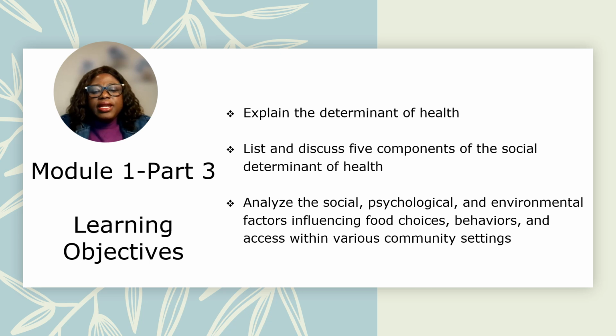So here are the learning objectives for part three. I expect you to be able to explain the determinants of health. Let's then discuss at least 5 components of the social determinants of health, and also be able to analyze the social, psychological, and environmental factors that influence food choices, food behaviors, and food access within various community settings.